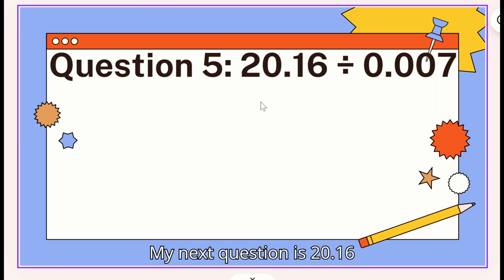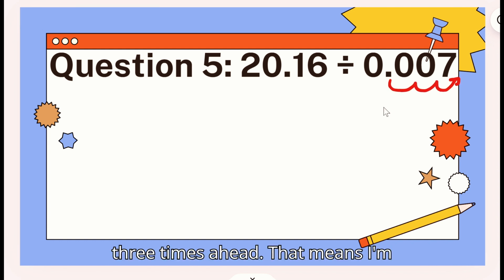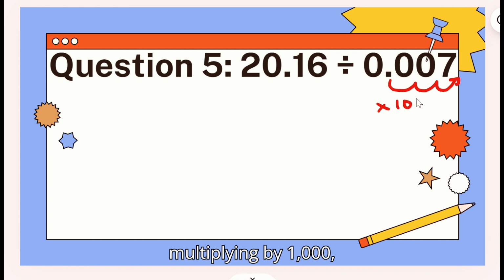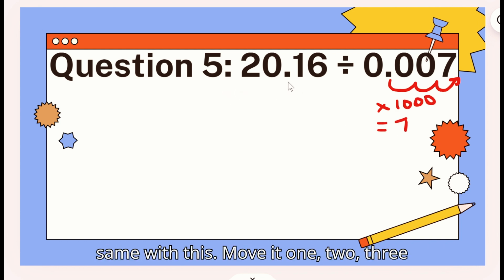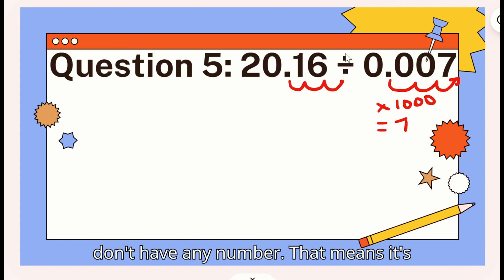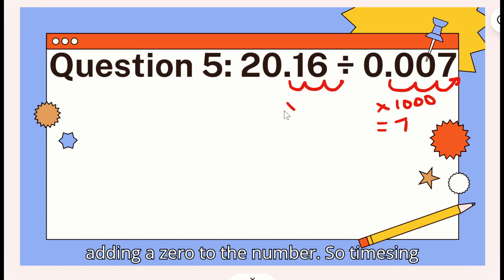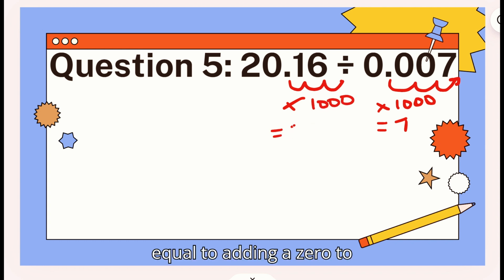My next question is 20.16 divided by 0.007. And I have to move this decimal point 3 times ahead. That means I'm multiplying by 1000, which will give me 7. I'm going to do the same with this, move it 1, 2, 3 times. But you can see that the third time I don't have any number. That means it's adding a 0 to the number. So timesing it by 1000 will equal adding a 0 to it.